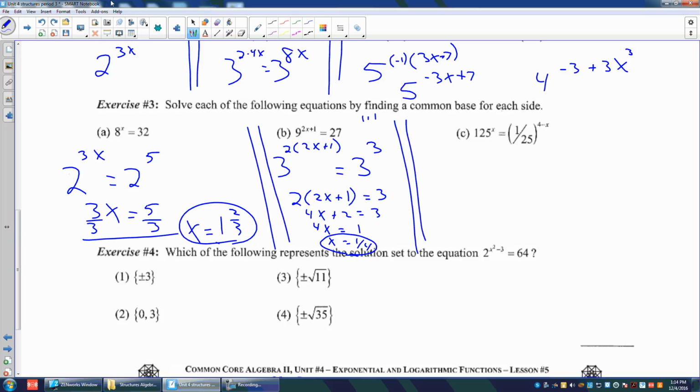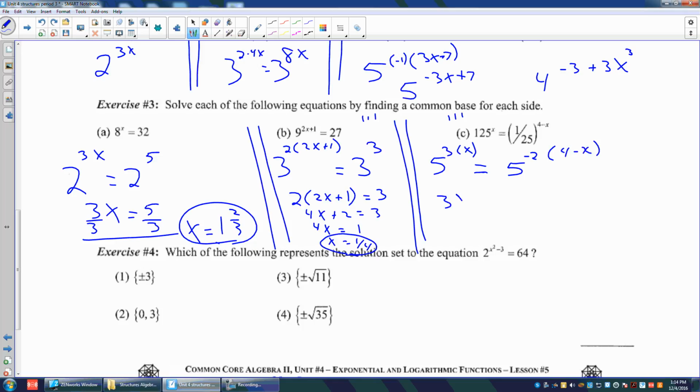It's not even. I could try 3s, but they both end in 5, so why don't I just do 5 times 5 is 25, and 25 times 5 is 125. So this is 5 cubed times x equals 5 times 5 is 25, so this is really 5 to the negative 2. I'm going to bring it to the opposite side of the fraction bar, so it becomes a negative exponent, and then 4 minus x.